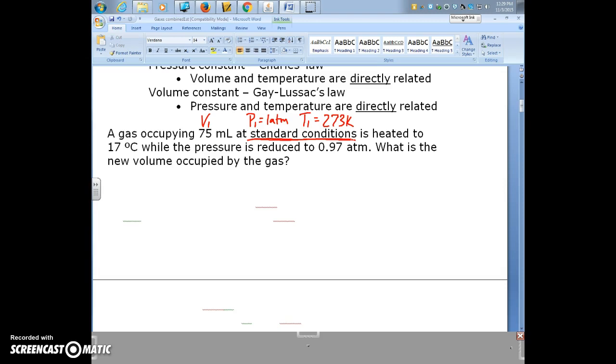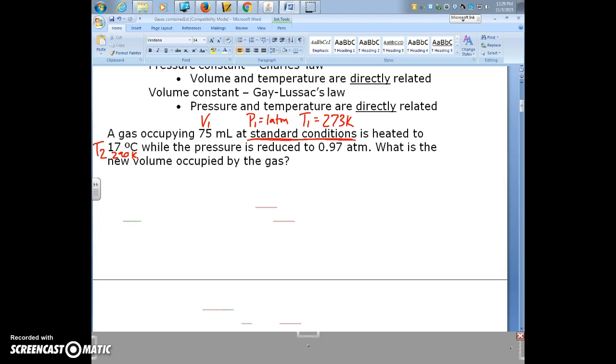Now we're going to mess with it. So we're into our second situation. It's heated to 17 degrees C. Well, that's a temperature, so it has to be temperature 2. Our temperatures have to be in Kelvin, so I add 273 to it, and that's 290 Kelvin.